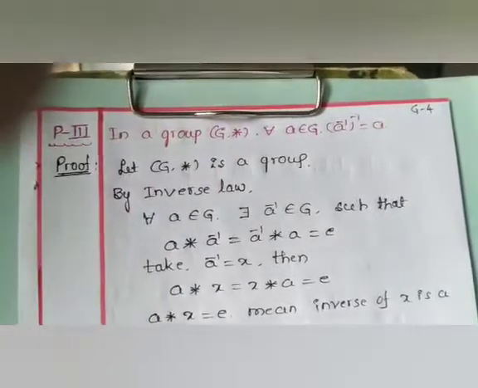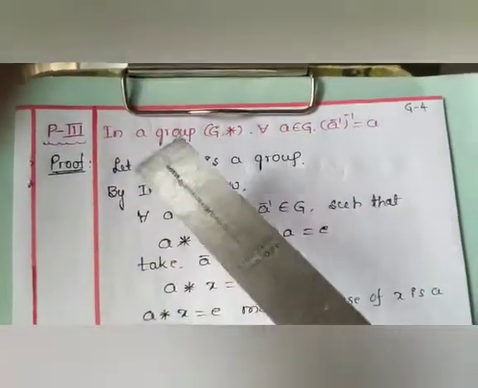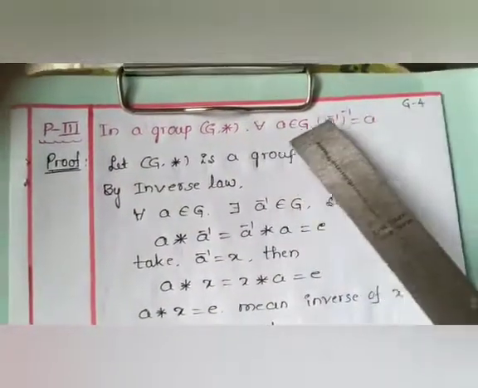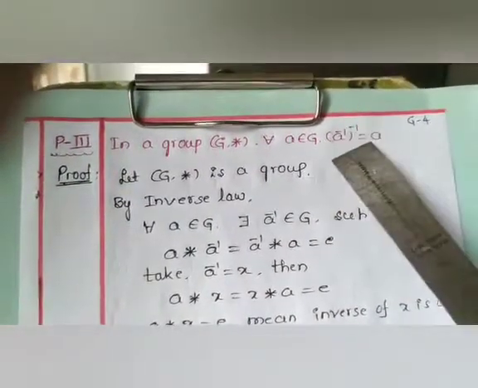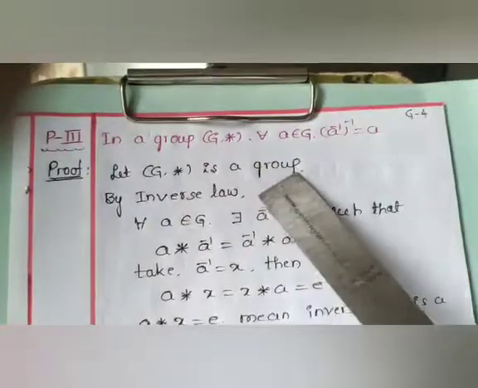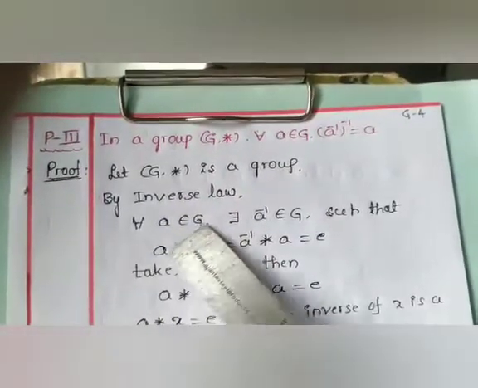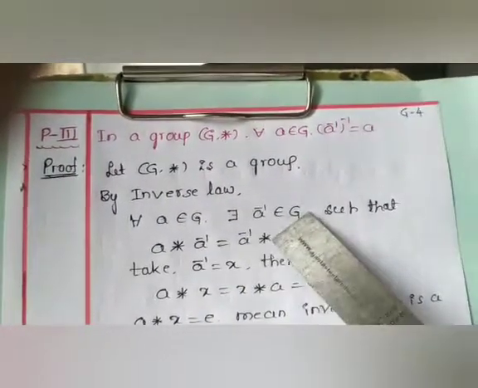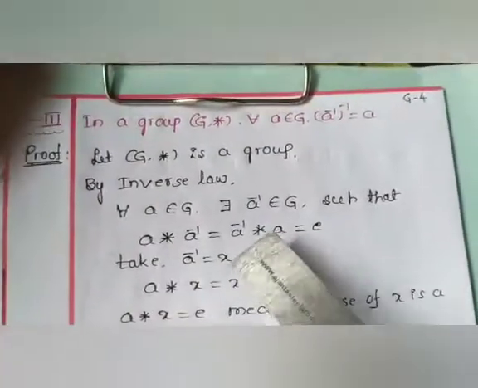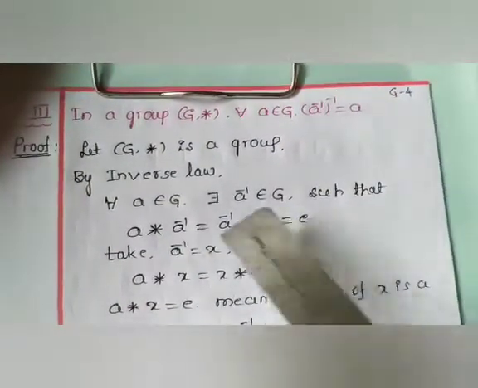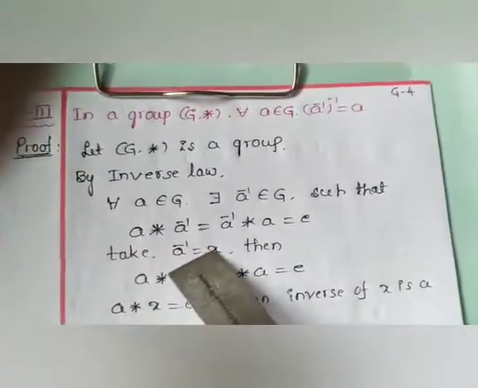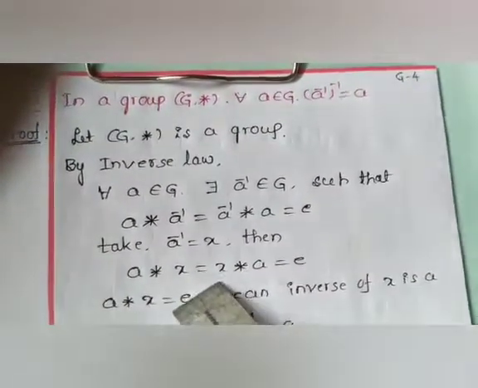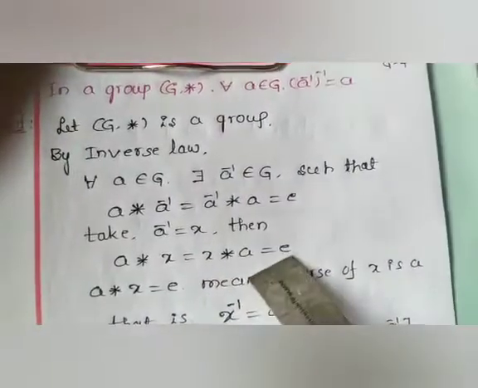Next, go for property number 3. In a group G star, for every A belongs to G, the inverse of the inverse of A is equal to A. Let G star be a group. By the inverse law, for every A belongs to G, there exists A inverse belongs to G such that A star A inverse is equal to A inverse star A equal to E, because of the inverse law. So take this A inverse as X. What happens? A star X equal to X star A equal to E.